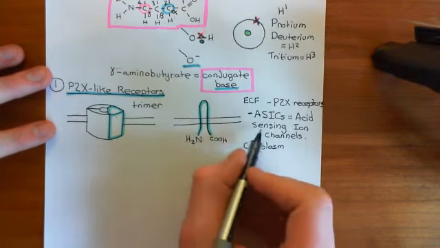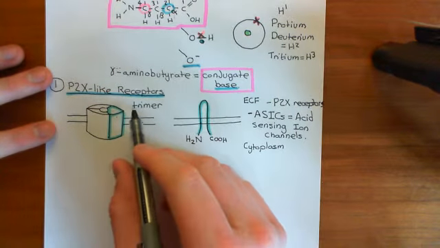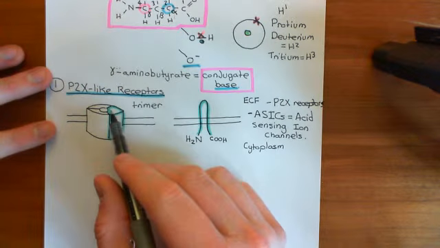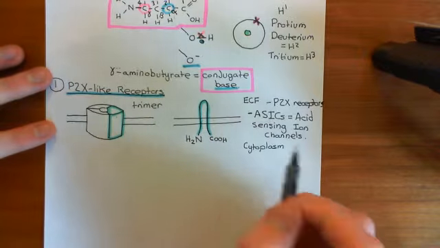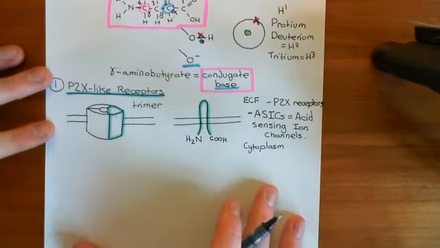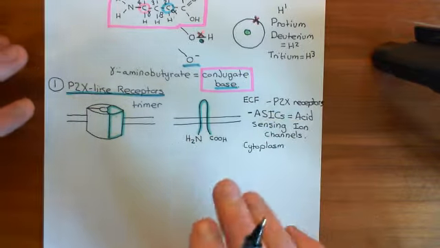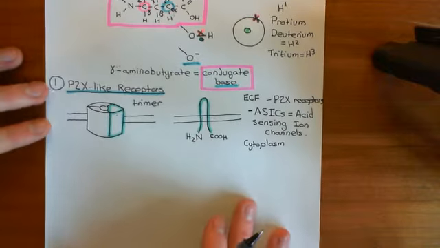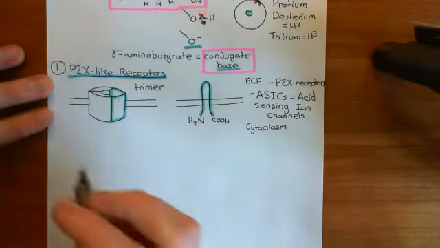And what are they going to be gated by? Well, they're going to be gated by extracellular protons. So a high concentration of protons extracellularly will trigger the opening of these acid-sensing ion channels, or ASICs. Again, that's not just one receptor, there's a whole family of acid-sensing ion channels, but they all conform to this same basic structure that we've seen here. So those are the P2X-like receptors.